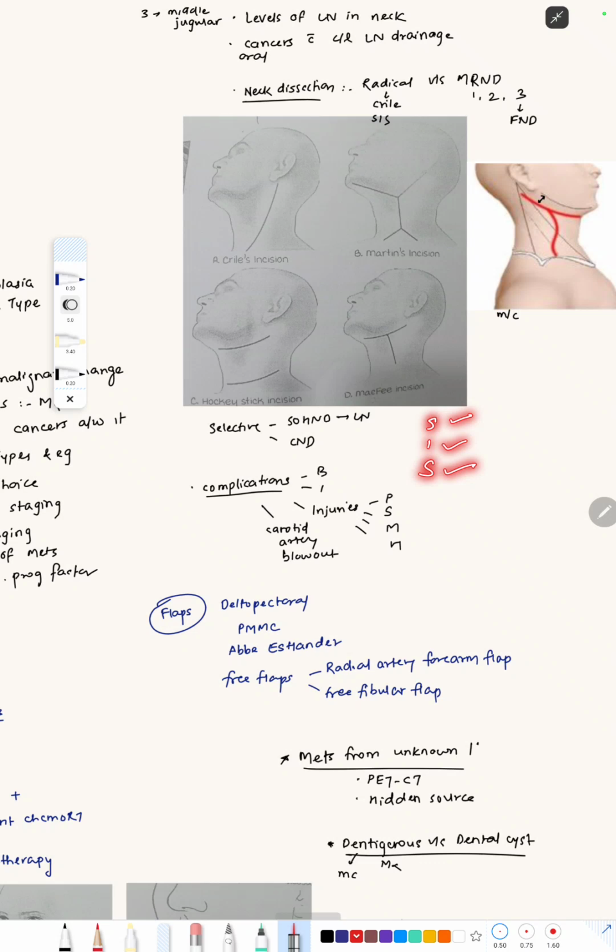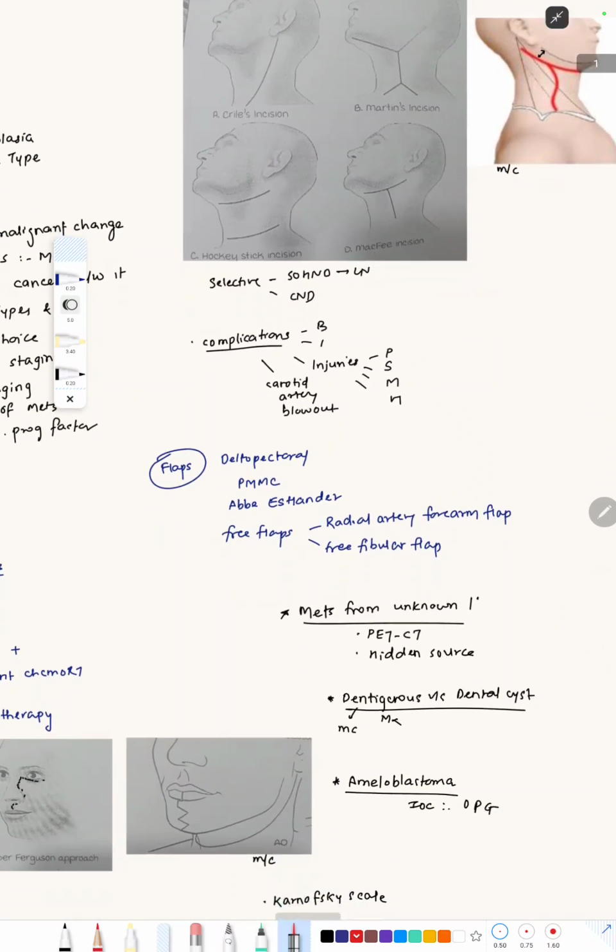Modified radical neck dissection means if any of these structures are preserved. MRND1 means one structure is preserved, MRND2 means two structures are preserved, MRND3 means all these three structures are preserved, and that is called functional neck dissection. Then there are selective neck dissections, SOHND, that is supraomohyoid neck dissection, where lymph nodes of levels 1 to 3 are dissected, and central neck dissection is where the level 6 lymph nodes are dissected.